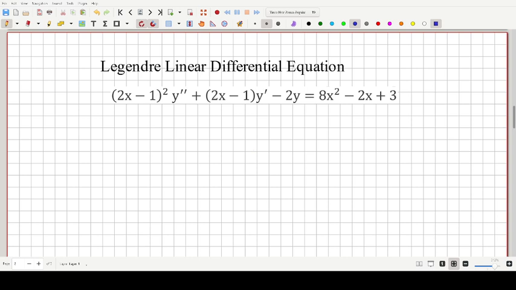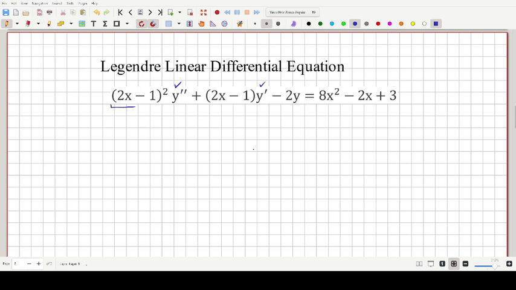In this video, we are going to solve what is called a Legendre linear differential equation. In this differential equation, as you can see, the coefficients of the second order derivative term and the first order derivative term are non-constants, or they are variables. Now, this is a Legendre linear differential equation because the coefficients of y double dash and y dash are kind of related to each other.